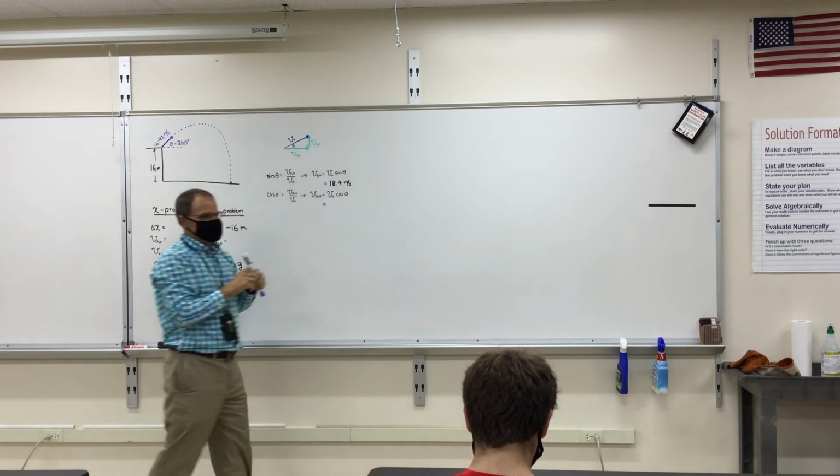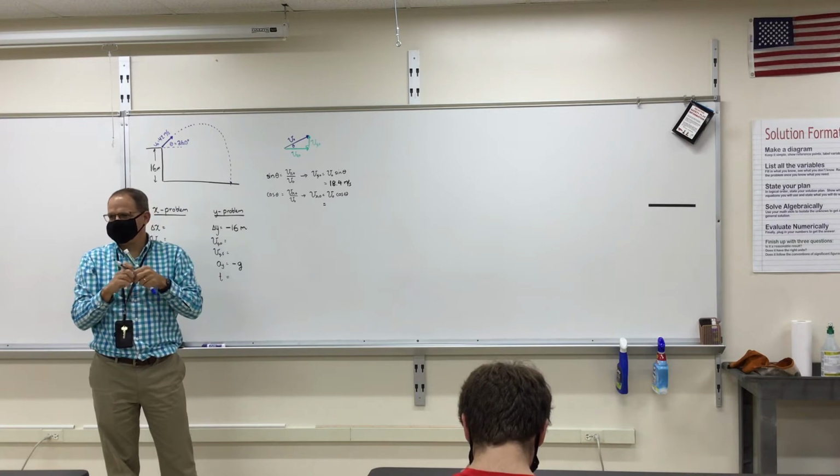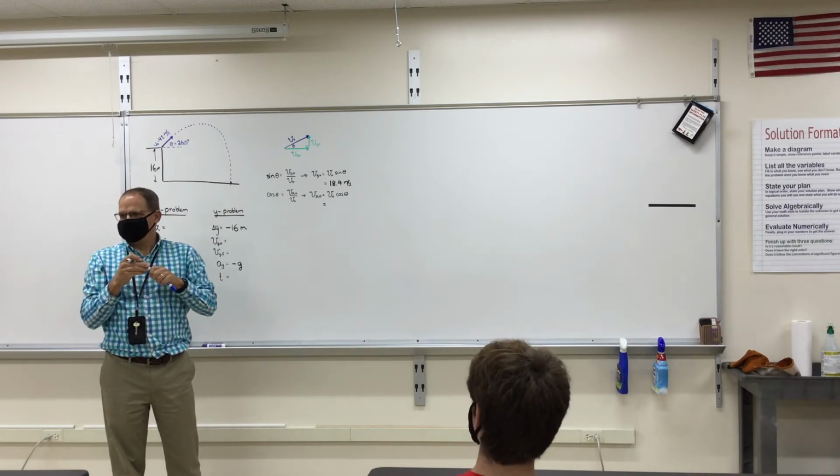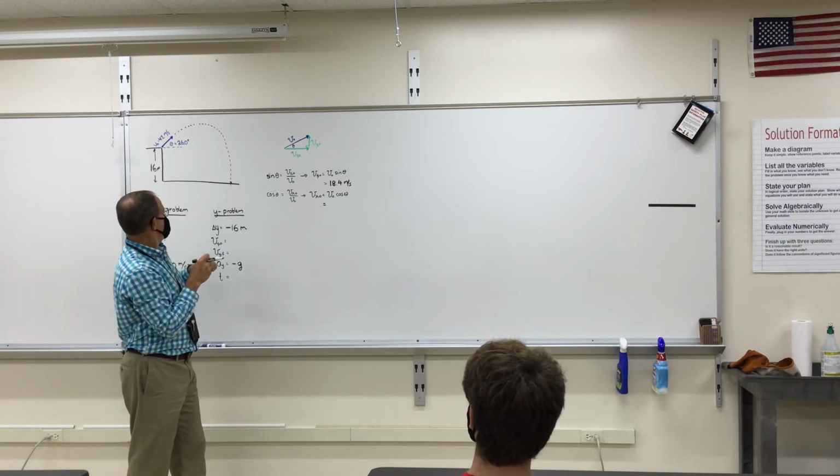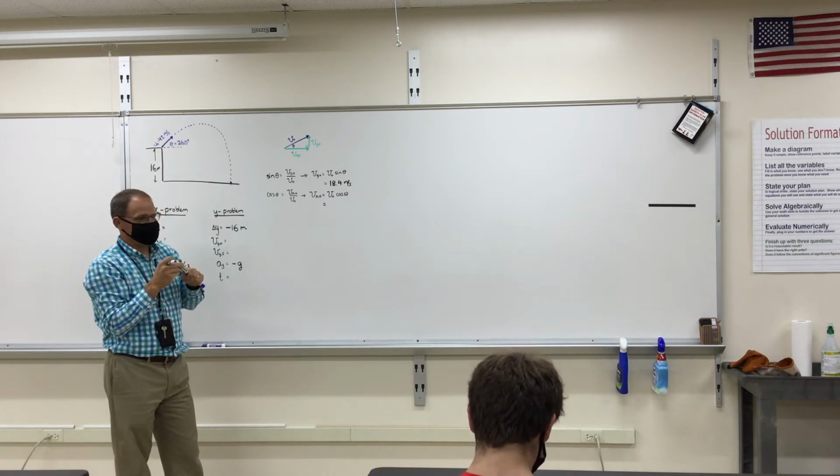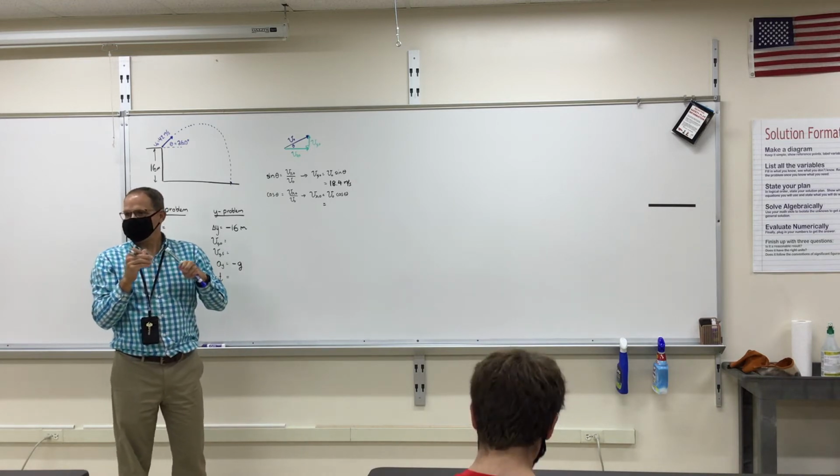And what's the initial velocity in the x direction? You got it, Bailey? 42 times the cosine of 26. 37.7.